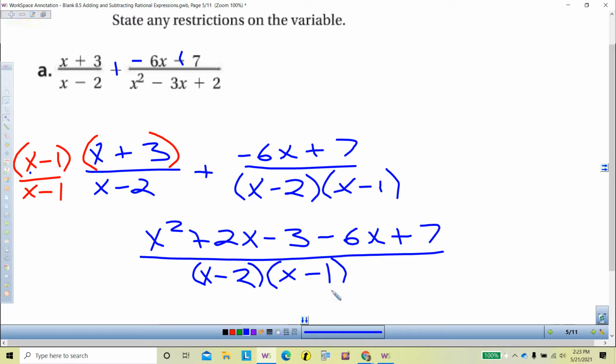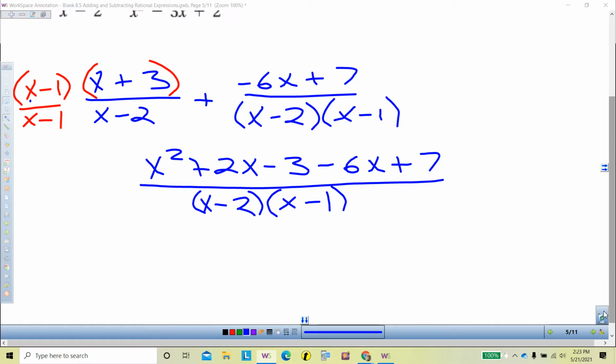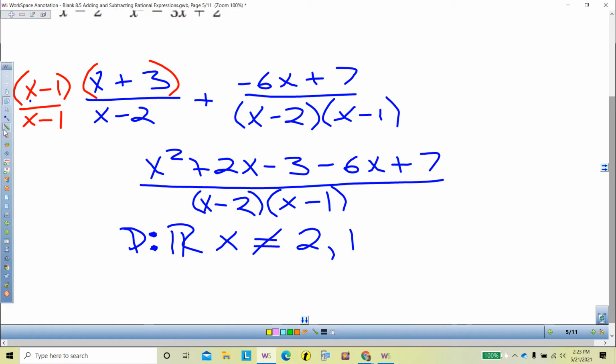So once you combine things, get the domain. If you haven't written that in your notes yet, you should write that in your notes. Once you combine the two fractions, do the domain. So it doesn't matter that the numerator looks like a disaster right now, I can still do the domain at the bottom. So x cannot be 2 and 1. Please put D with a colon right there: x cannot be 2 and 1. And then we combine like terms in the numerator.